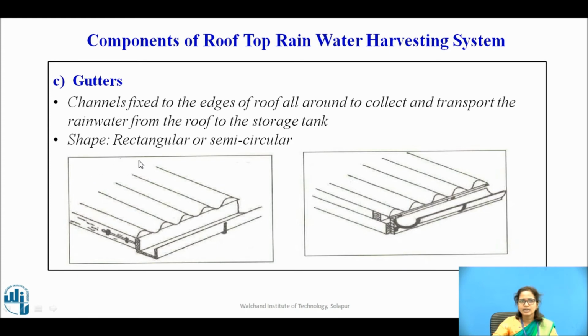And next is the gutters. So from the roof the water will be passed on to the gutters. The gutters will be provided over the edges of the roof all around to collect and transport the rainwater from the roof to the storage tanks. The shape of the gutters may be rectangular or semicircular. So it will be provided through the edges of the roof.